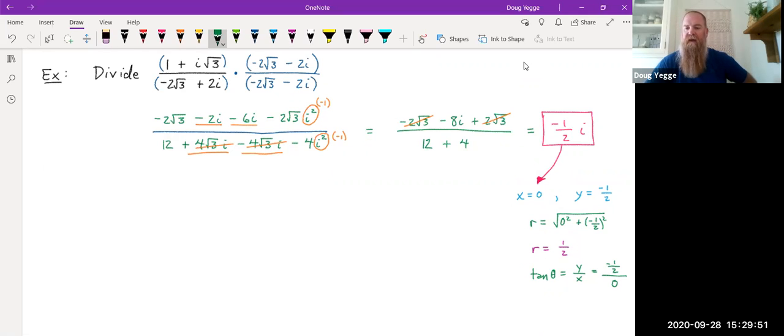But now if we take a look at tangent theta, notice the tangent theta is y over x, and that's equal to negative 1/2 over 0. That's undefined. So now we just got to think about, where is this negative 1/2 i located? I know that tangent is either undefined at pi over 2 or at 3 pi over 2. But when I look at negative 1/2 along the imaginary axis, that's just going to be straight down because it's imaginary. That's an angle of 270 degrees, and therefore theta is 270 degrees.